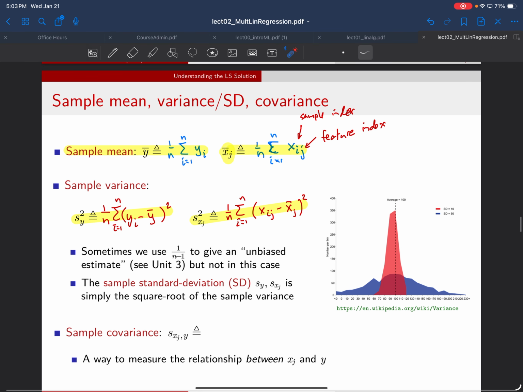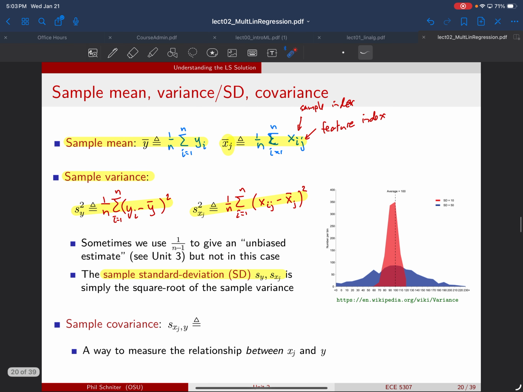And one other term: this is the sample variance. If you take the square root of that term, you get something called the sample standard deviation. So notice here, we're writing the sample variance as s squared sub y, and so the sample standard deviation is just s sub y. These are just standard terminologies that you find in basic statistics, so we're just adopting those notations.